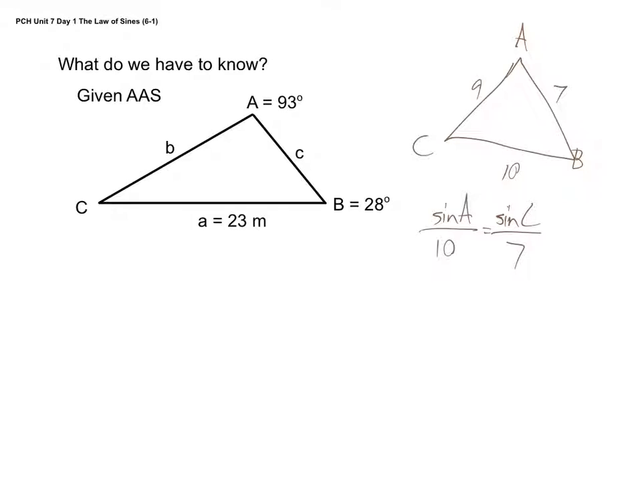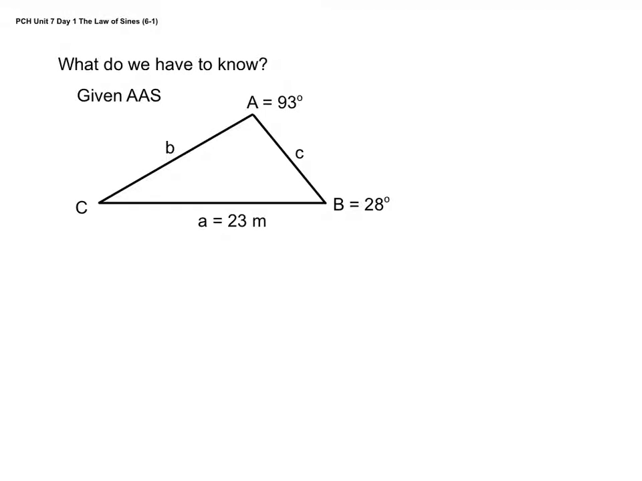Obviously right here, if I know all three sides but don't know any of the angles, I'm stuck. I can't use the law of sines. So one of the cases where we can use the law of sines is if we're given two angles and one side. So here I'm told that angle A is 93 degrees, angle B is 28 degrees, and side A is 23 meters.